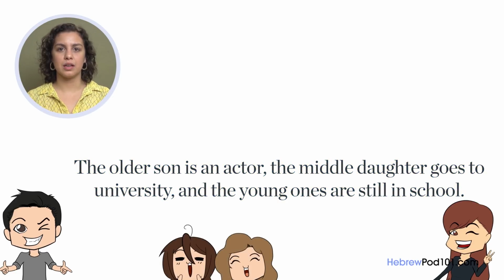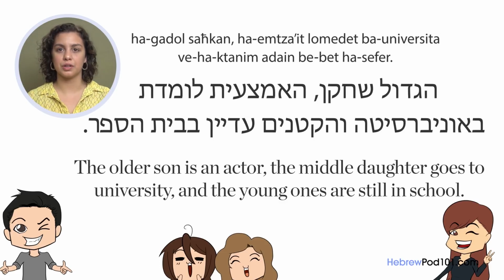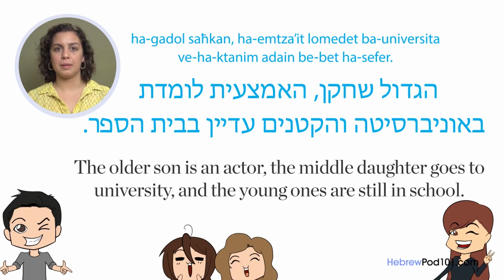If she were to say that in Hebrew, her sentences would have been much shorter, since the subject is her children, and the adjectives explain the gender and the quantity of the nouns. She will not have to say son, daughter, or ones, because all the information is included in the adjectives. Here is the Hebrew sentence. הגדול שחקן, האמצעית לומדת באוניברסיטה, והקטנים עדיין בבית הספר.